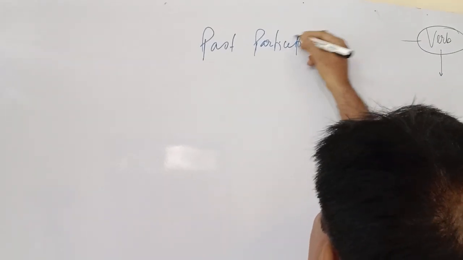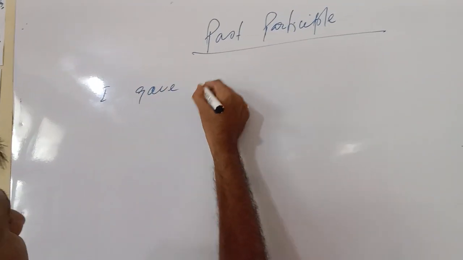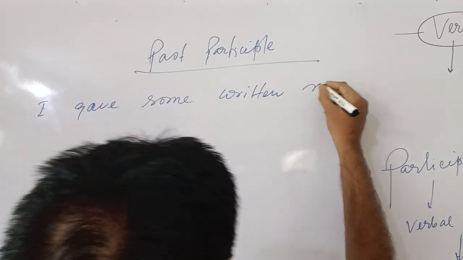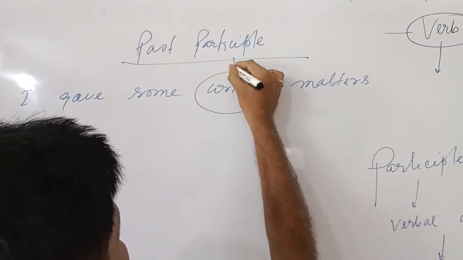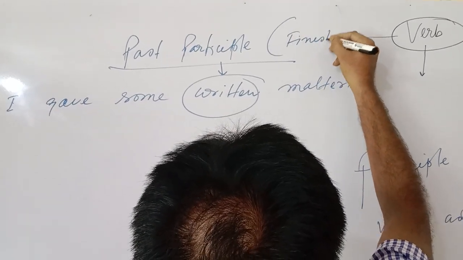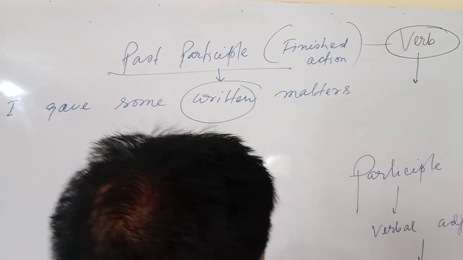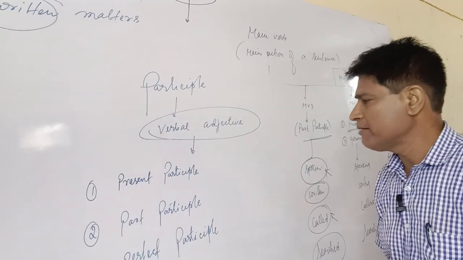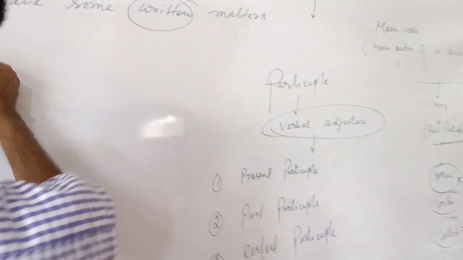Let us give some examples of past participle. I gave him some written methods. In this sentence, written is called past participle. As I said, if any finished action is defined in a sentence, then it becomes a past participle. And participle is called verbal adjective, an adjective that comes from the main verb.